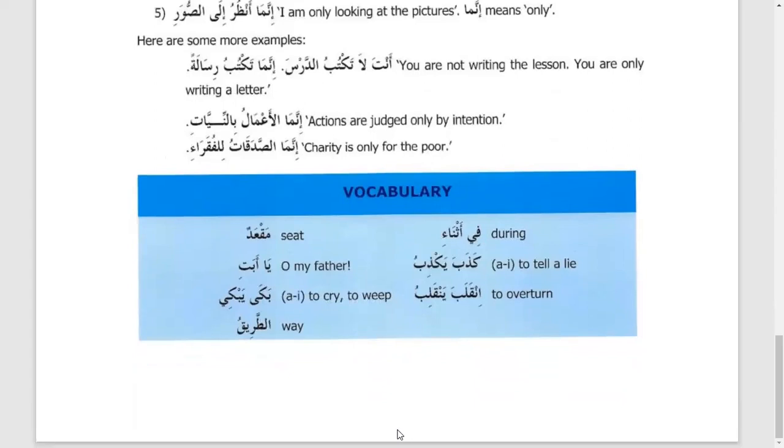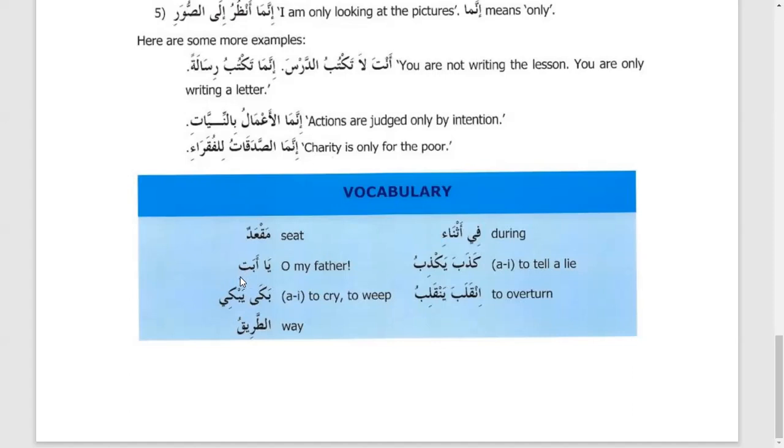All right, so now we look at the vocabulary in this lesson. So maq'ad means seat. Ya abati is a very beautiful expression which is used in the Quran. So basically it means ya abi, but it is out of more love and closeness. So it is used as ya abati. Similarly, it's possible to use ya ummati. That's possible to use as well. Oh, my mother. So it's basically ya abi. There was ya over there. Oh, my father. But that ya has been replaced with ta.